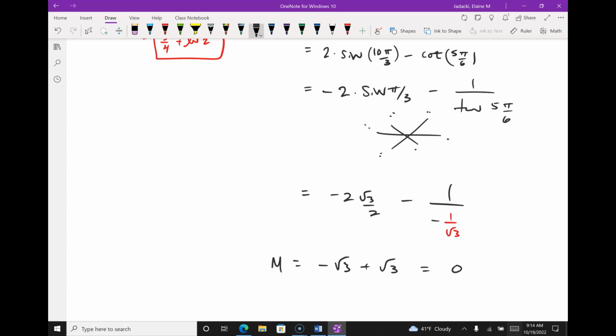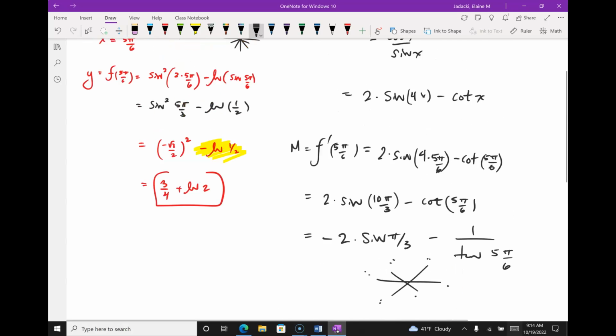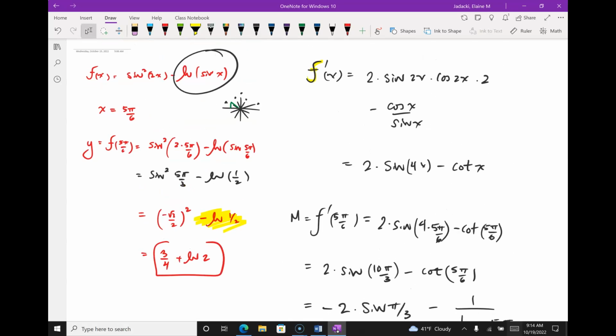There's where your issue was. You had the wrong slope, Dogum. If you look at my Desmos, you can see it horizontal there. So y equals 0 times x is gone. What's the y value again? Where did I get my value? 3/4 plus ln of 2.